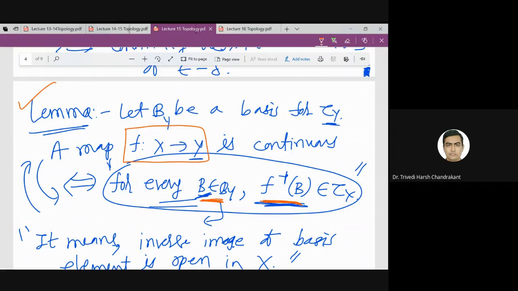So if I want to check some function is continuous, and if I use this lemma, then I need to check only that the inverse image of every basis element is open in X, not on every open set, right? If I go by the definition of continuity, I have to check for every open set. But this lemma says I don't need to check for every open set. I need to check only for the basis elements. That is the meaning of this lemma.